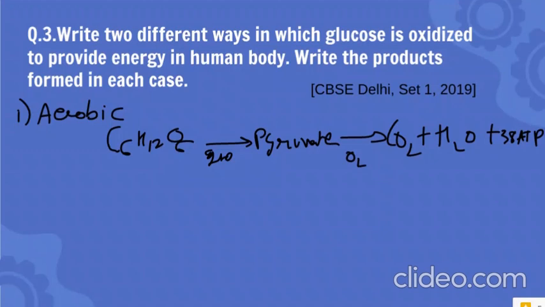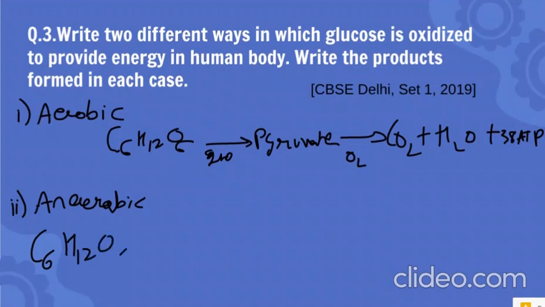and 38 molecules of ATP, adenosine triphosphate, are produced. The second type is anaerobic respiration. In anaerobic there is no need of oxygen. So again the same way, but let's see what the changes will be. C6H12O6, you should remember all these formulas. Glucose again in the cytoplasm is broken into pyruvate. Up to here the step is the same, but now there is no oxygen. So will it become CO2, H2O, ATP? ATP will be there, but not CO2 and H2O.